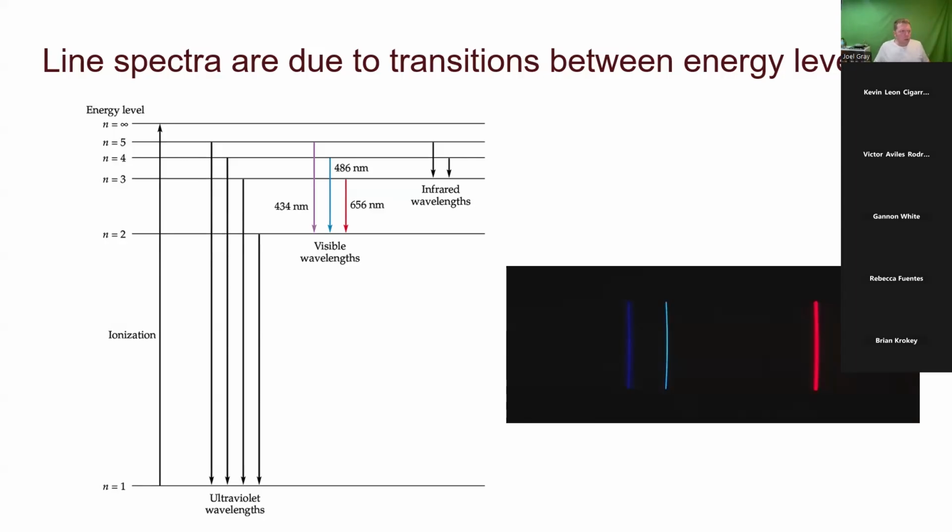So if I show you this image on the right-hand side, that is a line spectra. And what I want you to think about with respect to this is that each one of these colors represents how an electron behaves.